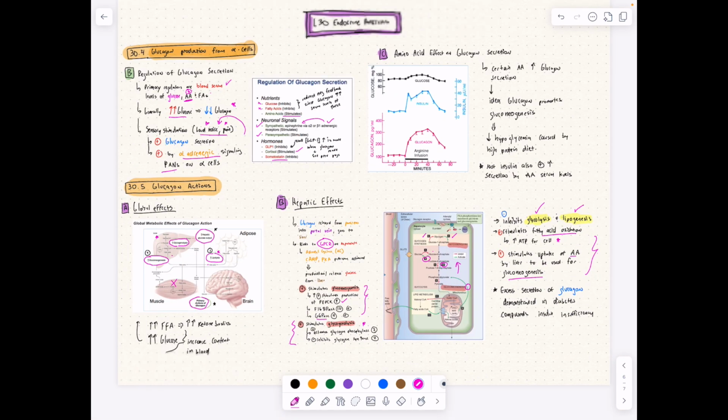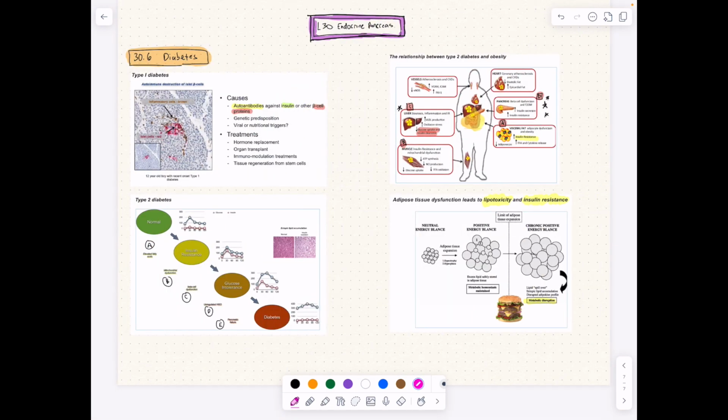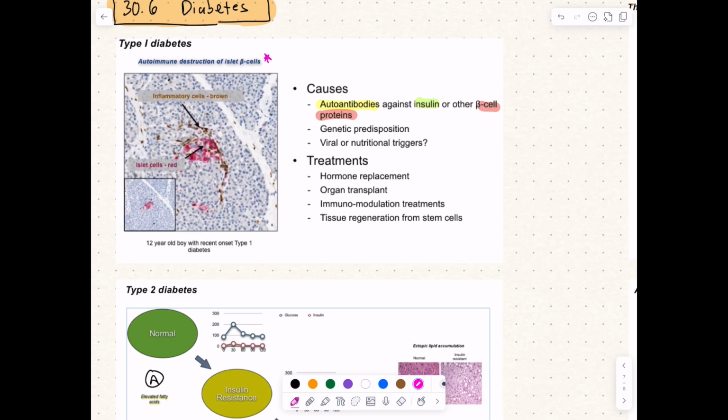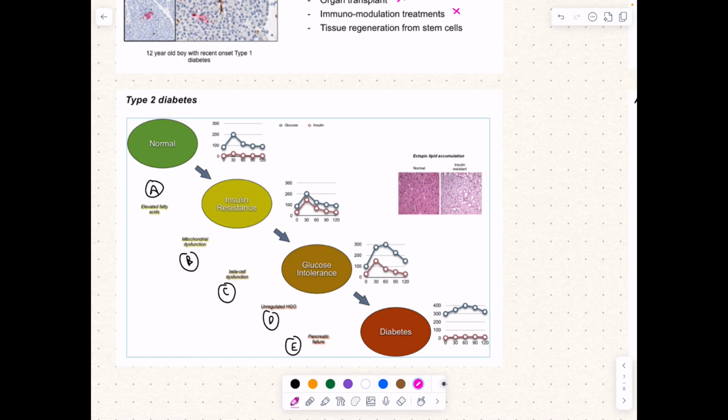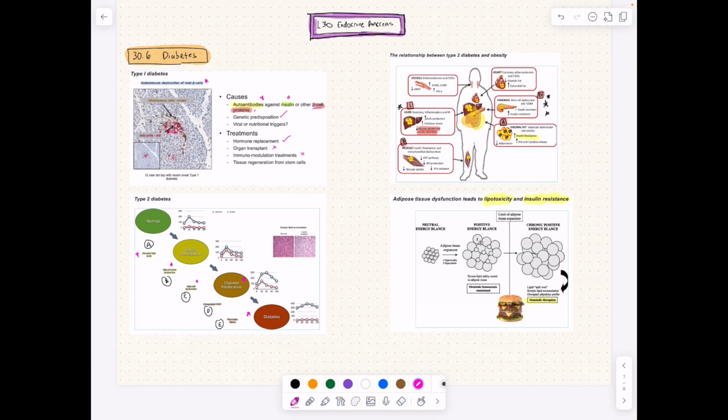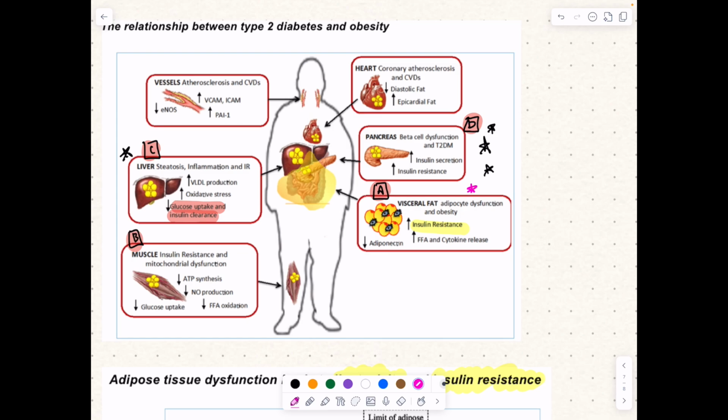Okay, moving on. So we had discussion of diabetes, type 1 and type 2. So type 1 is autoimmune destruction of beta cells. So we have antibodies against insulin or beta cell proteins. You have genetic predisposition. How do you treat this? With hormone replacement, unfortunately, or organ transplant, or decrease the body response to the beta cell. All right, type 2 is the one that is, if we have elevated fatty acids, say through obesity, mitochondrial dysfunction will follow, then beta cell dysfunction, and basically you end up with glucose intolerance, and then you end up with pancreatic failure.